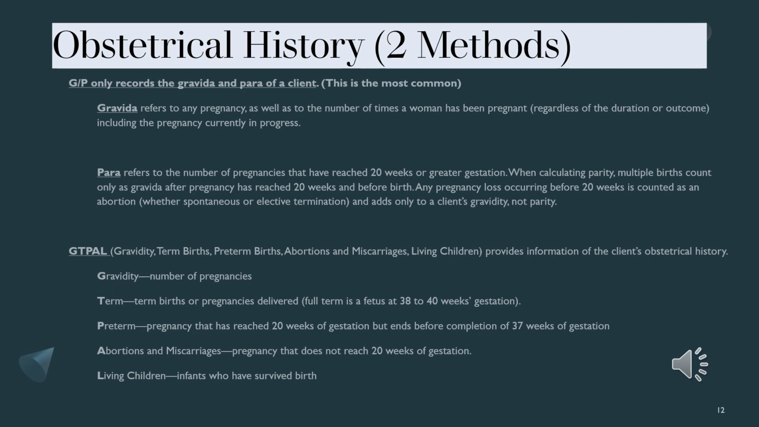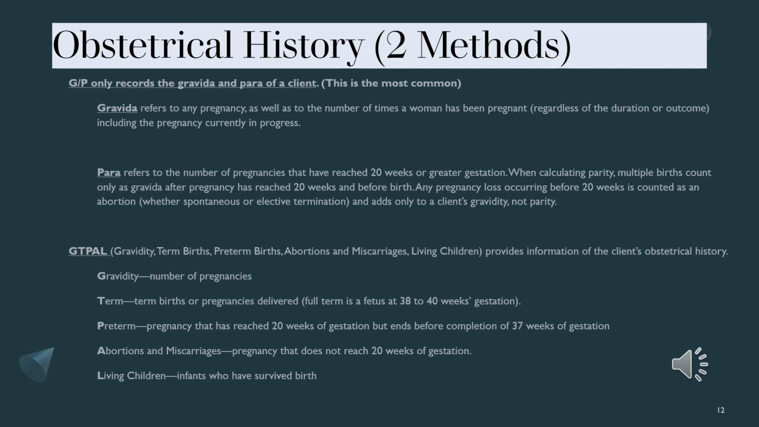Just to break that down a little bit more is the GTPAL. That is actually breaking it down even more specifically. The G is the number of pregnancies. T is term, so any full-term birth, 38 and up. Preterm is going to be any pregnancy 20 to 37 weeks. Abortions and miscarriages will go under A.